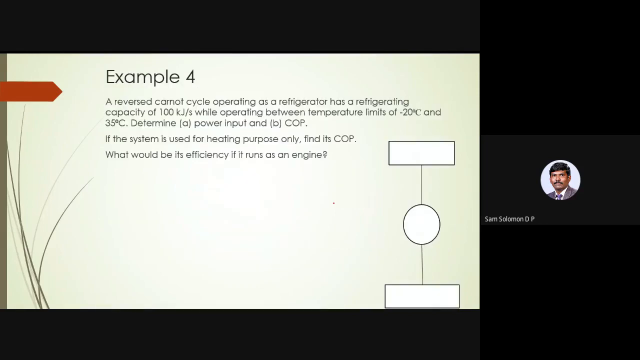Okay, one more question on the heat engine, refrigerator, and heat pump. Very simple question. A reversed Carnot cycle operating as a refrigerator has a refrigerating capacity of 100 kilowatts. What do you mean by refrigerating capacity? Heat removal capacity. So what is given is Q2. Q2 is 100 kilowatts, while operating between the temperature limits of -20 and 35 degrees centigrade. Determine the power input and COP. It is a straightforward question.